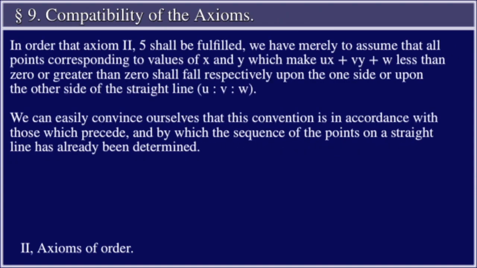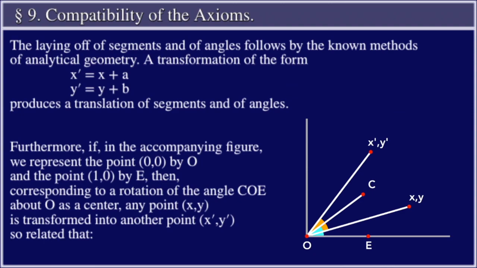In order that axiom 2, 5 shall be fulfilled, we have merely to assume that all points corresponding to the values of x and y, which make ux plus vy plus w less than 0 or greater than 0, shall fall respectively upon the one side or upon the other side of the straight line u, v, w. We can easily convince ourselves that this convention is in accordance with those which precede, and by which the sequence of points on a straight line has already been determined. The laying off of segments and angles follows by the known methods of analytical geometry.